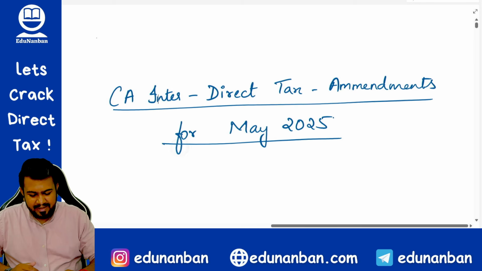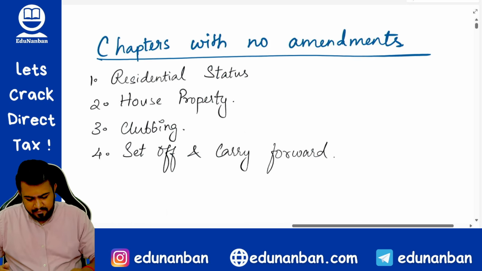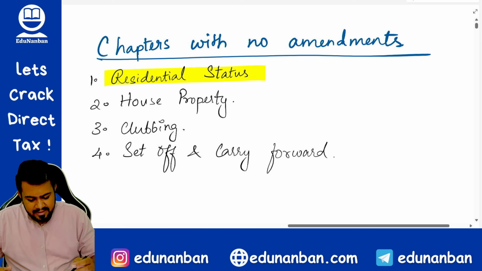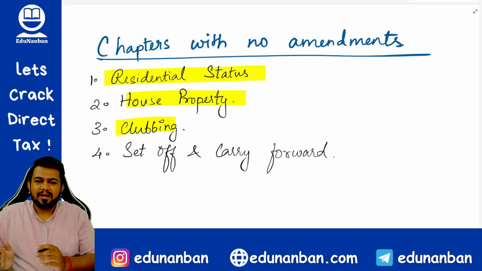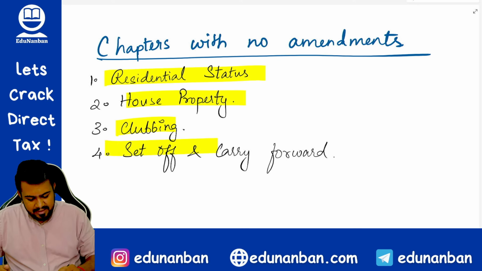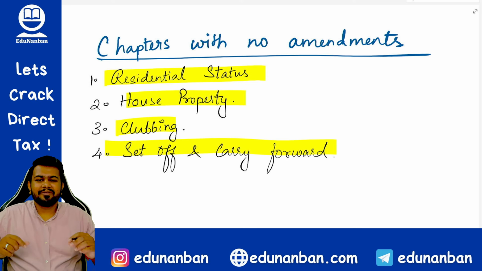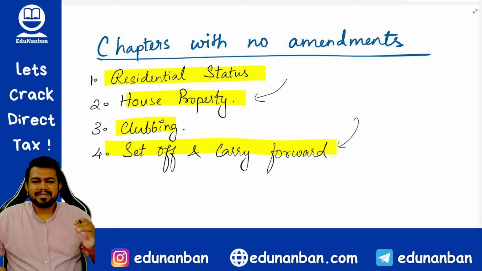Firstly, let me tell you the good news, that is, in which and all chapters there are no amendments at all. So these are the 4 chapters where there are no amendments at all: residential status, house property, clubbing, that is income of other persons included in assessee's total income, and set off and carry forward of losses. So in these 4 chapters you will not find amendments. However, there are small amendments with other chapters which will affect these chapters. For example, house property or set off and carry forward we are going to be discussing in this video.